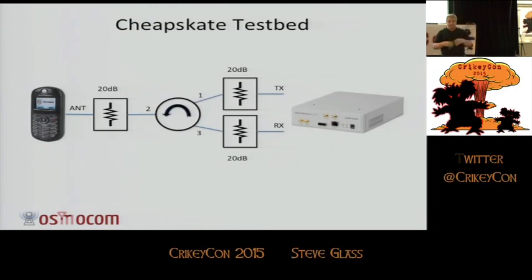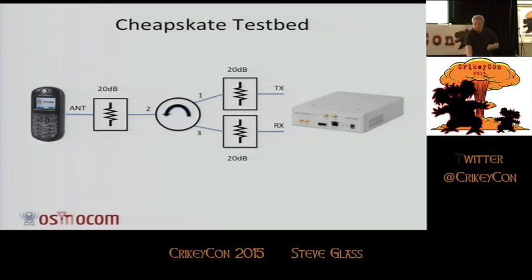So what I've come up with is a mechanism of trying to keep myself out of jail, which was the cheapskate testbed. Over on the side here, I've got the telephone I was using, the Motorola C123. The great thing about them is they have an external antenna jack. My iPhone doesn't have an external antenna jack, but these things do. The idea was to connect it to the USRP, which is the software radio over on the right-hand side, and really just use coax connections everywhere, so there's never any chance of signal leaking into the radio spectrum.